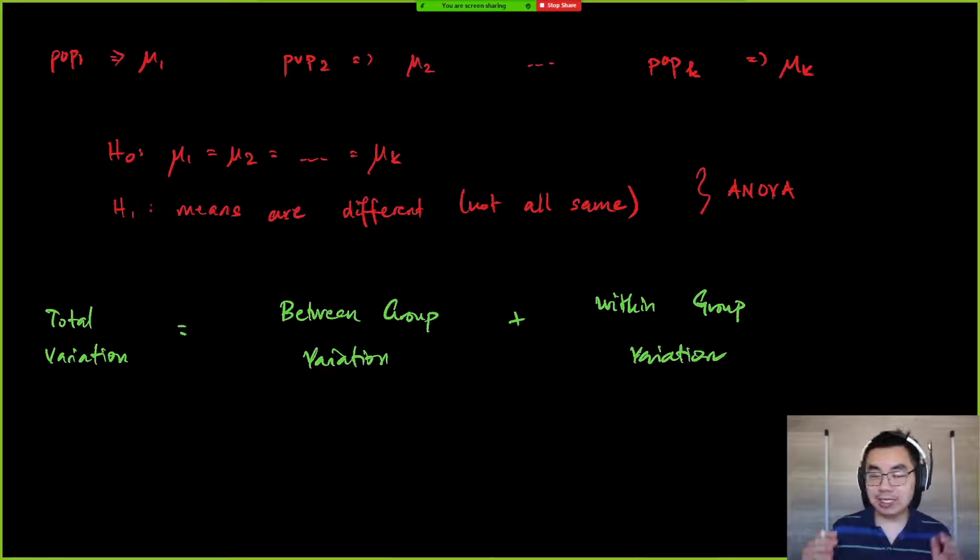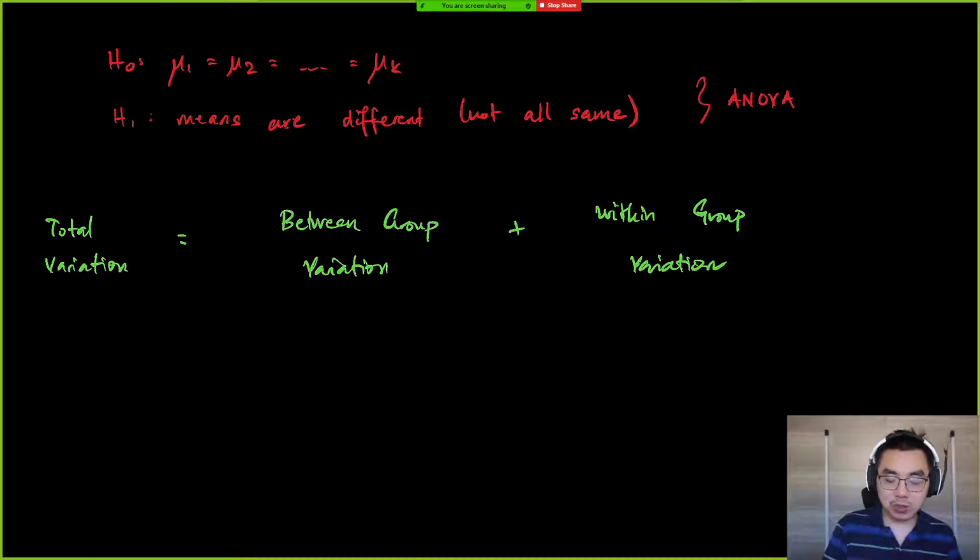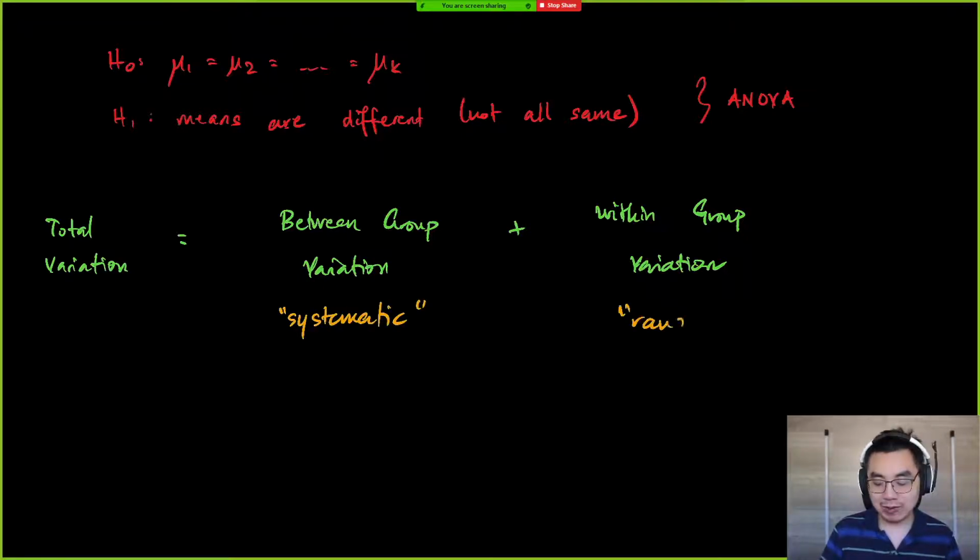Why do we want to decompose this into between group variation and within group variation? Because we're trying to figure out the differences between these groups. Are they large or small compared to the total variation in the data? The between group variation represents systematic differences between the groups, whereas the within group variation represents random variation that is not systematic. You can't attribute that to the grouping.